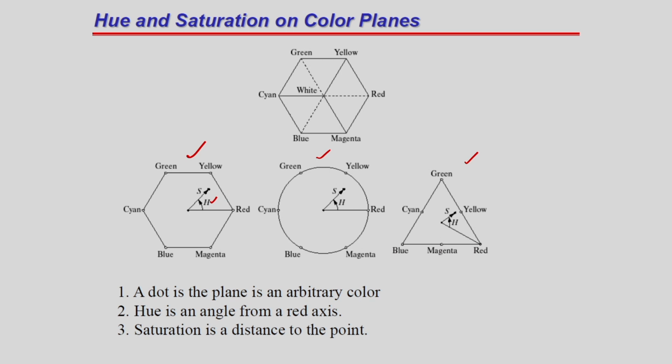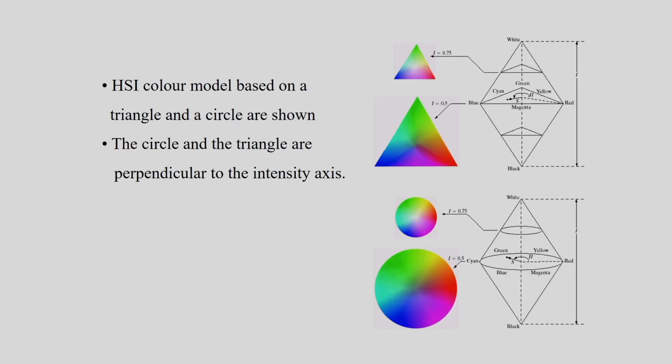So I can consider any one of these models, the hexagon, maybe the circle, or the triangle. And here I have shown again the same thing, the triangle model. In this case I have shown the intensity axis, connecting the black point and the white point. In the second case also, in the circle model, I have shown the intensity axis connecting the black point and the white point, that is the intensity axis.